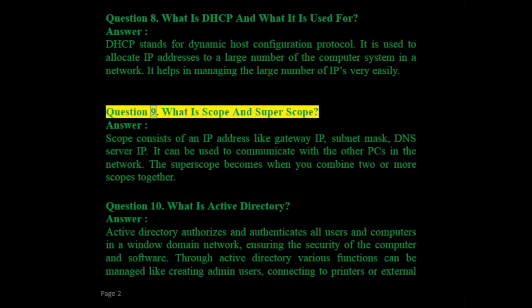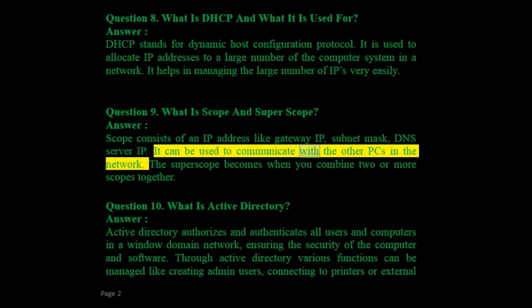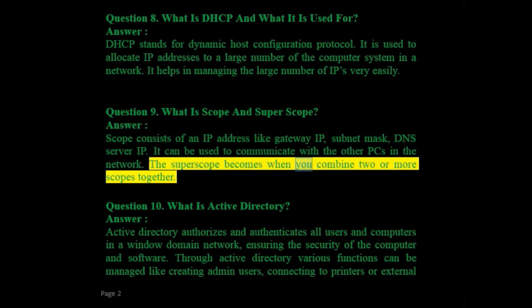Question 9. What is scope and superscope? Answer: A scope consists of IP address information like gateway IP, subnet mask, and DNS server IP. It can be used to communicate with the other PCs in the network. A superscope is created when you combine 2 or more scopes together.